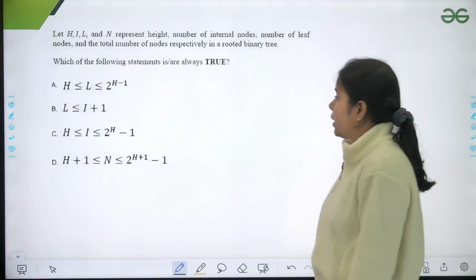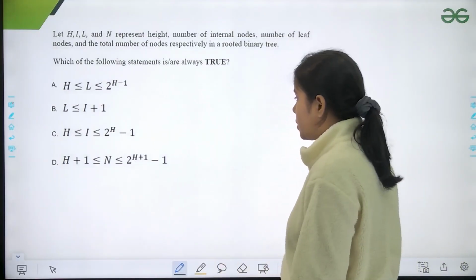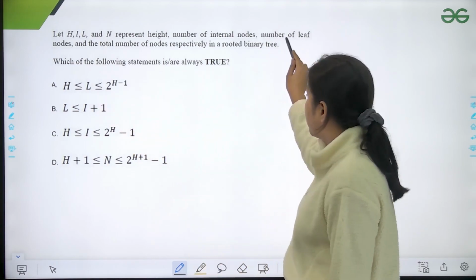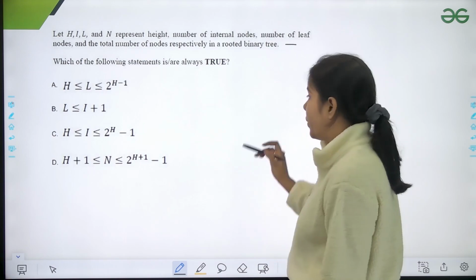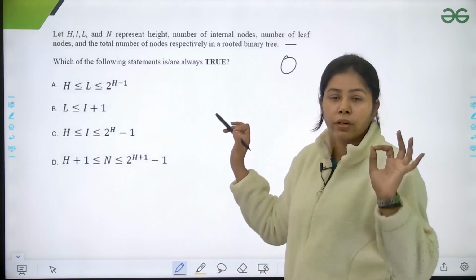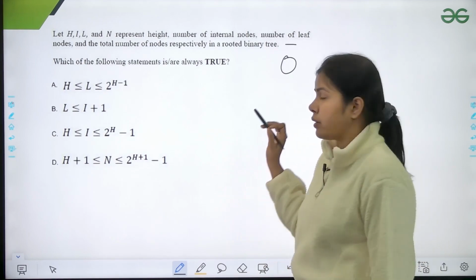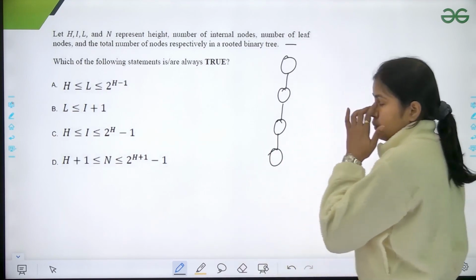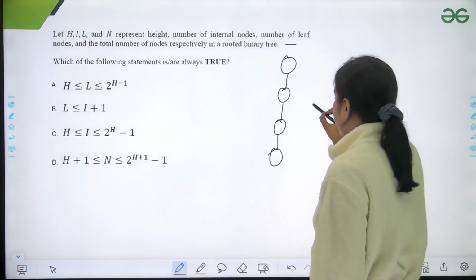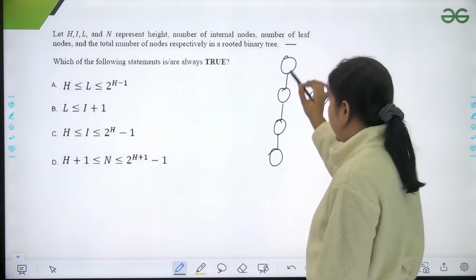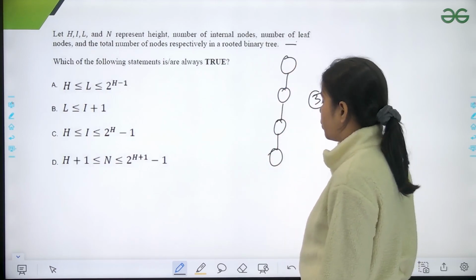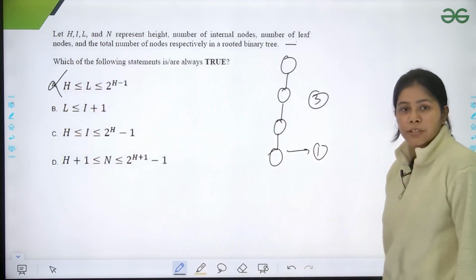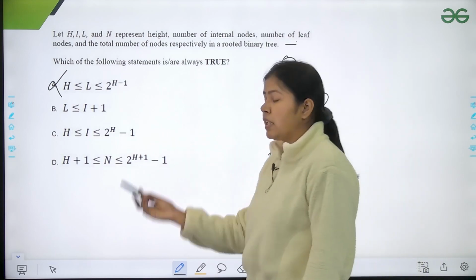Now they are saying which of the following statements is always true? First, height is less than or equal to number of leaf nodes, less than or equal to 2 to the power h minus 1. In a rooted binary tree, I know that a node can have at most 2 children. This is my rooted binary tree, and here height is 3 and the number of leaf nodes is 1. So option A is incorrect. Now, L is less than or equal to I plus 1.